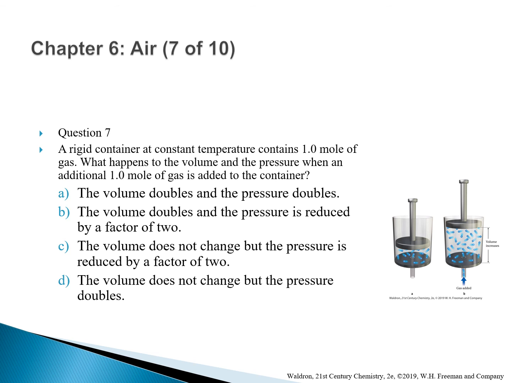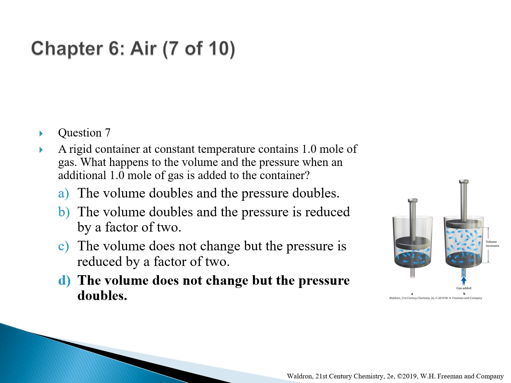Question 7. A rigid container at a constant temperature contains 1.0 moles of gas. What happens to the volume and the pressure when an additional 1.0 moles of gas is added to the container? A. The volume doubles and the pressure doubles. B. The volume doubles and the pressure is reduced by a factor of 2. C. The volume does not change, but the pressure is reduced by a factor of 2. D. The volume does not change, but the pressure doubles. Please pause your video here.